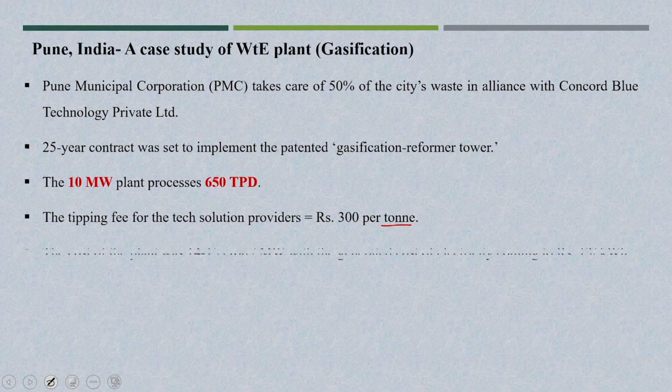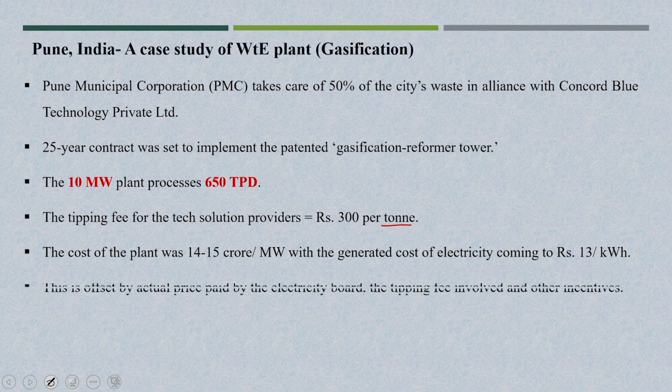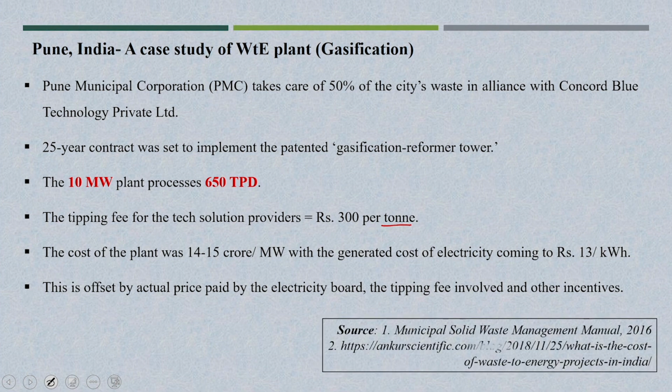the private authority. The cost of the plant was 14 to 15 crores per megawatt, with the generation cost of electricity coming to 13 rupees per kilowatt hour. This is offset by the actual price paid by the electricity board, the tipping fee involved and other incentives.